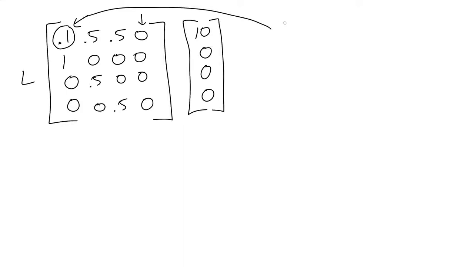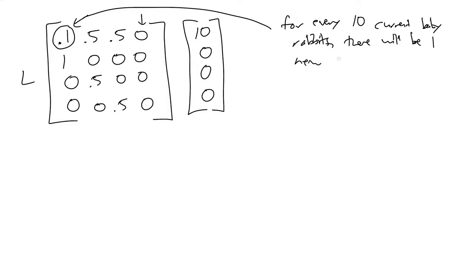It means that for every 10 current baby rabbits, there will be 1 new baby next year. That's what that 0.1 means. So only a 1/10 chance is there for a current baby rabbit to give birth to a new baby rabbit, right? Only 10% of those result in new baby rabbits.